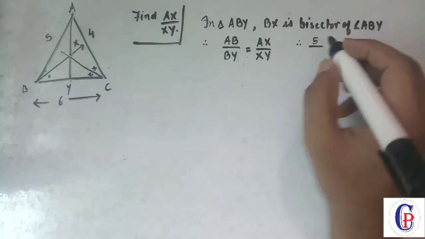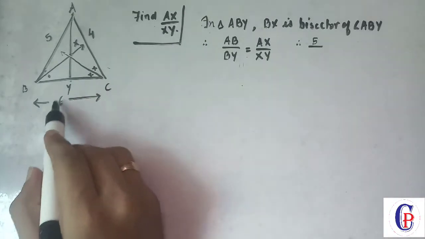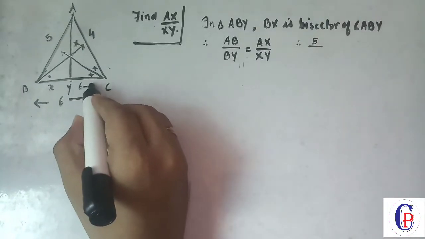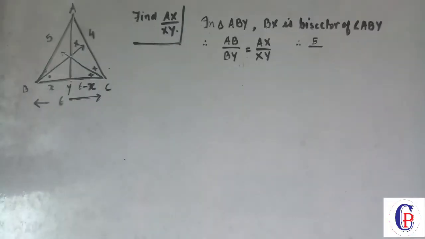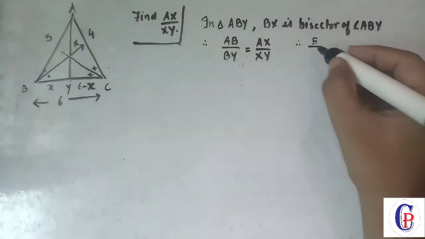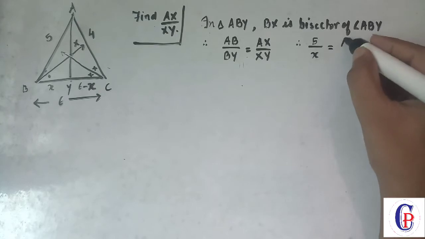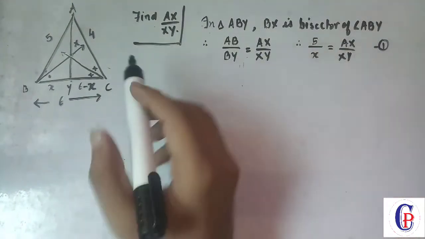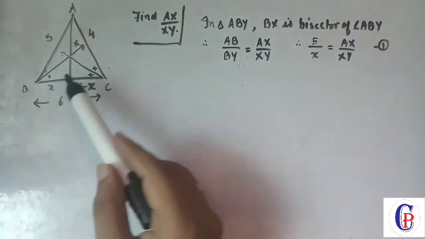Okay, how did we get this? See, now this total BC is 6. So let us take BY as x and this is 6 minus x. So we get AB upon BY, that is 5 upon x, is equal to AX upon XY. So this becomes first.